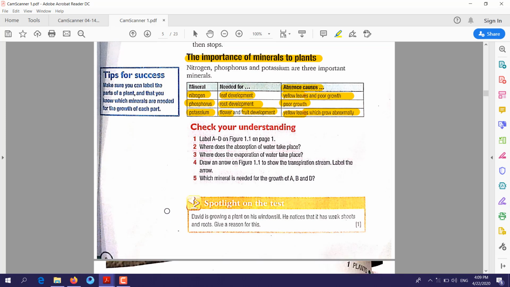Last thing, the conclusion of this: David is growing a plant on his windowsill. He notices that it has weak shoots and roots. Give a reason for this. The answer: because it says weak shoots and roots, that means the plant is not growing normally. Why? You will have two reasons. Either the plant is not getting enough water to do photosynthesis that will provide food for the cells, or you will say there is a lack of minerals, or a deficiency of minerals. That's it. So that was everything for this topic.